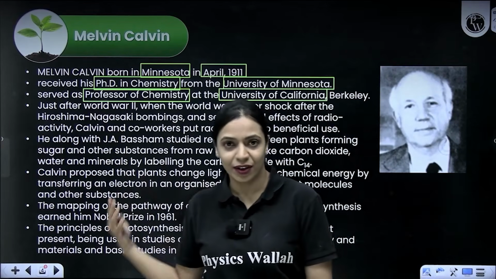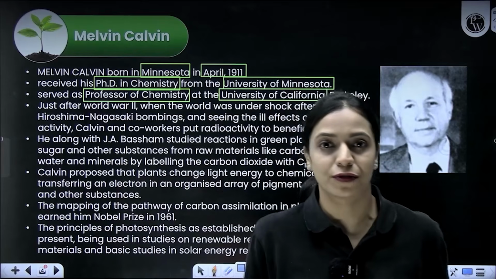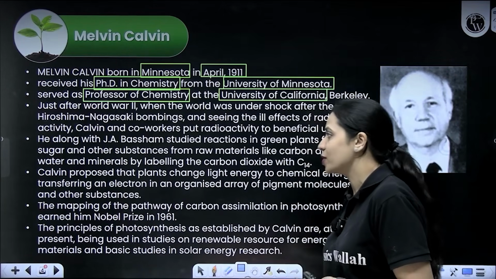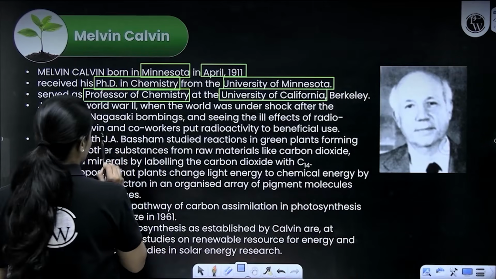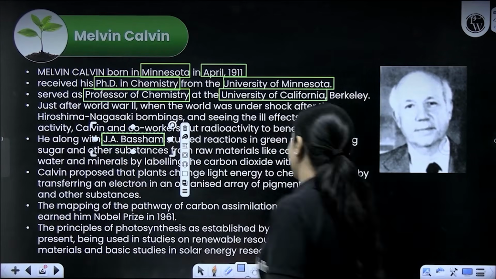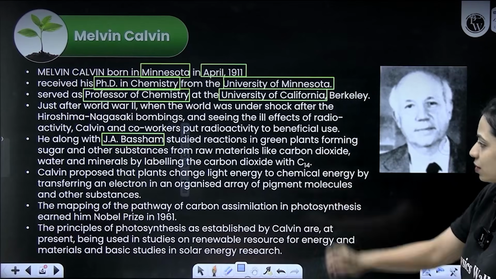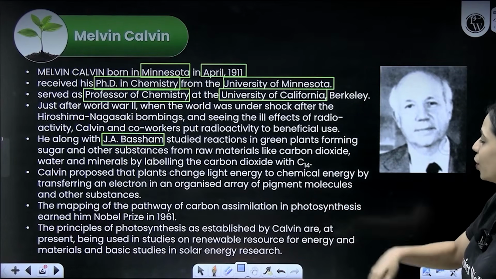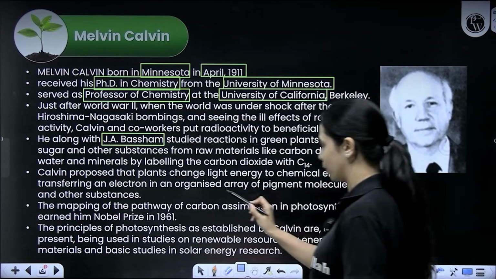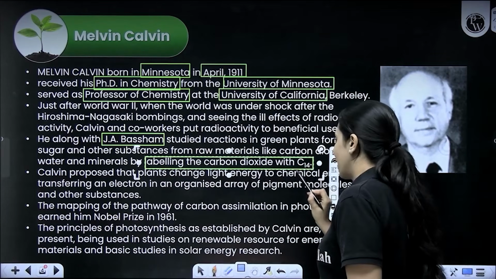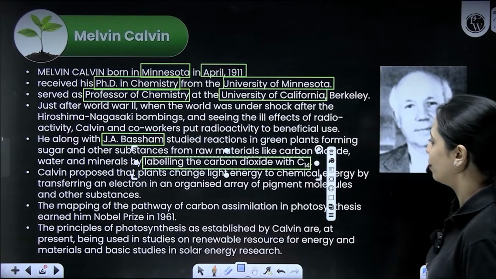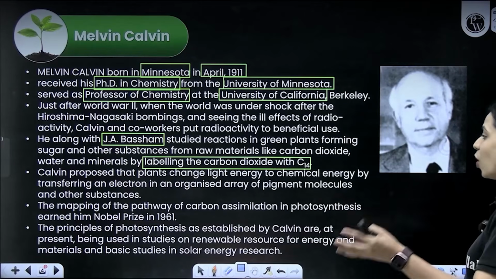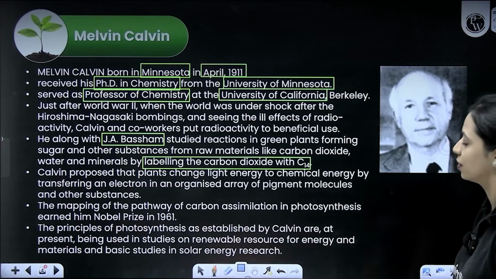But Melvin Calvin used the same radioactivity to find out how exactly the process of carbon fixation takes place in plants. Okay, so he, along with another scientist called J.A. Basham, studied reactions in green plants forming sugar, that is nothing but our photosynthesis, and other substances from raw materials like carbon dioxide, water and minerals by labeling the carbon dioxide with C14, which is a radioactive isotope of carbon, right? So Calvin proposed that plants change light energy to chemical energy by transferring an electron in an organized array of pigment molecules and other substances.